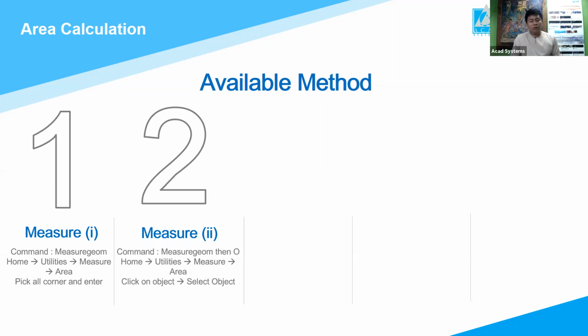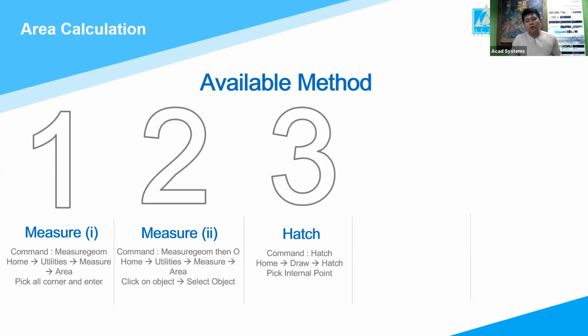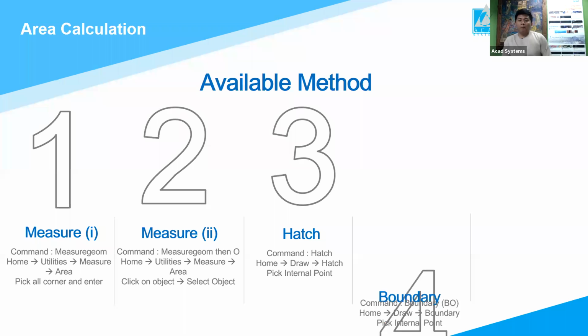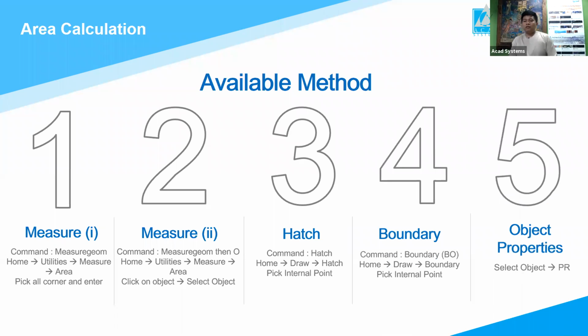The second method also uses Measure, but later I will show how to use Measure with an object. The third uses hatching and boundary, and the last is object properties. So these are the basic methods that I can use when I calculate the area for my 2D drawing later on.